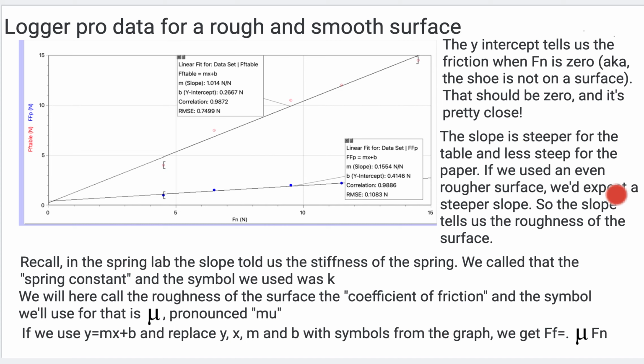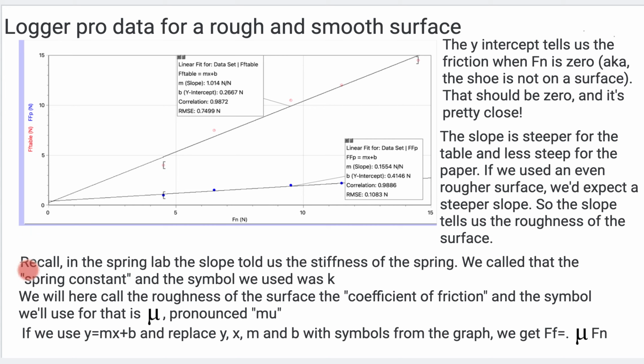And if we imagine using an even rougher surface and doing the exact same experiment, we would expect a steeper slope because all of these force values would be really high. So the slope would be kind of like this instead of like this or like this. So the slope tells us the roughness of the surface.